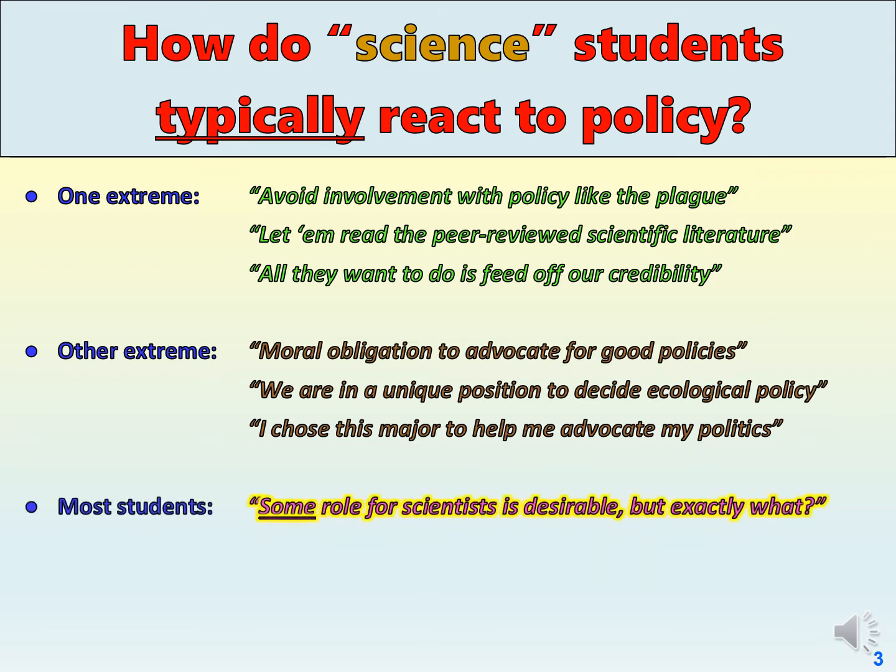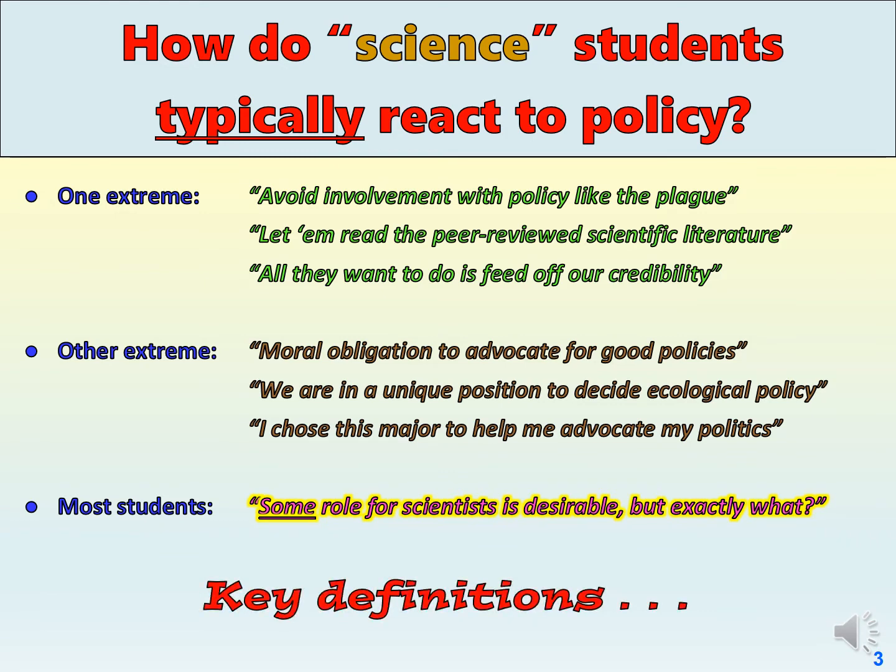Now, most students, the reality of life is that they recognize that there's some role for scientists that's desirable from a public policy standpoint. But exactly what is that role? What are the limitations? Where does science stop and advocacy begin? That's the area that tends to get confusing if you're trying to play by the rules, if you will. Well, first, a few key definitions.